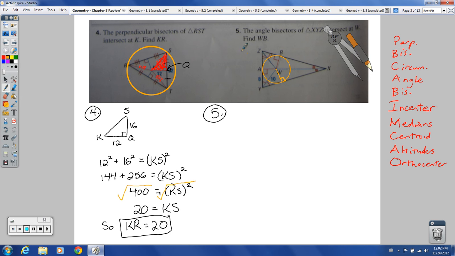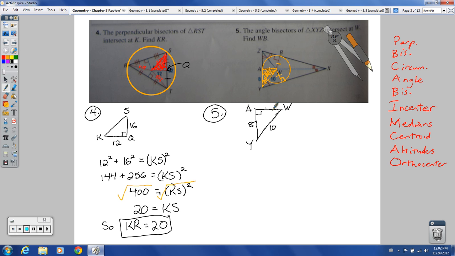They give me enough information here to find WA, and if I know WA, then I also know WB. I know that these three segments are all the same. So this is 8, this is 10, that would let me figure out WA. So I'm going to kind of highlight the triangle I'm looking at here, and I'll redraw that triangle down here. So we have W, A, and Y. This is a 90-degree angle, this is Y, this is 8, and this is 10.